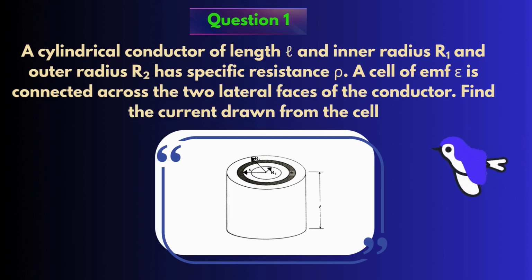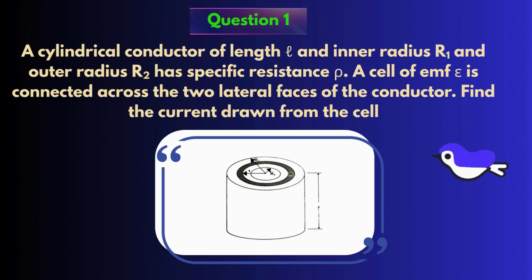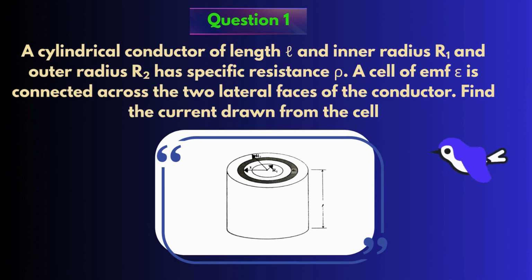Question 1. A cylindrical conductor of length L, and inner radius R1 and outer radius R2 has specific resistance ρ. A cell of EMF E is connected across the two lateral faces of the conductor. Find the current drawn from the cell.